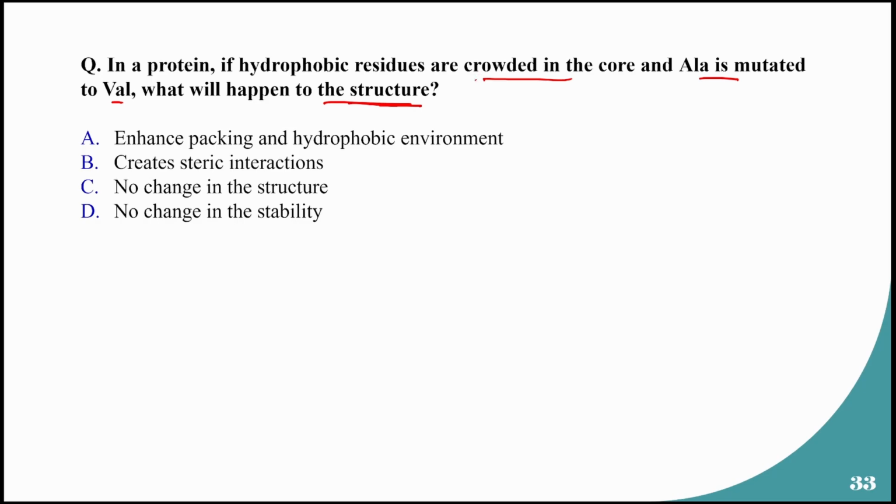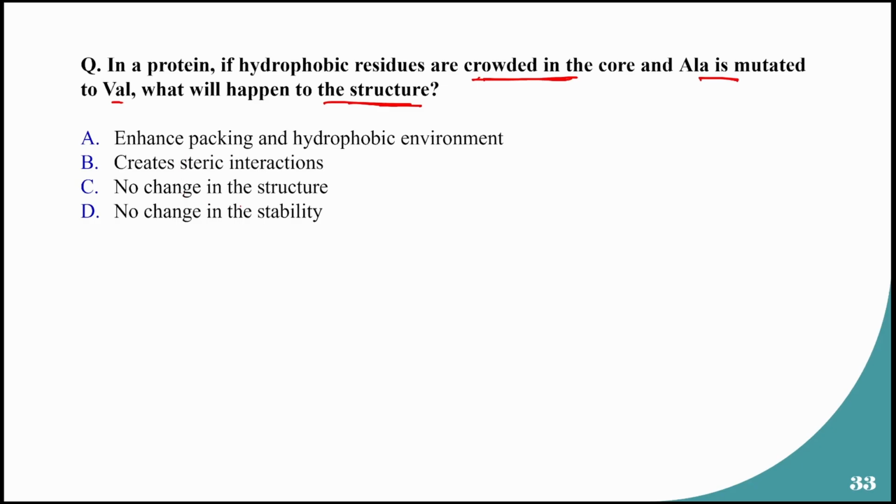What it is asking is that, firstly, you have a crowded environment. A crowded environment means not a lot of space to move in this particular environment for the residue, and not a lot of space where, if some change in the residue leads to a bigger structure, it could be adjusted. Now, in this particular case, alanine is being mutated to a valine residue. So what could happen here?